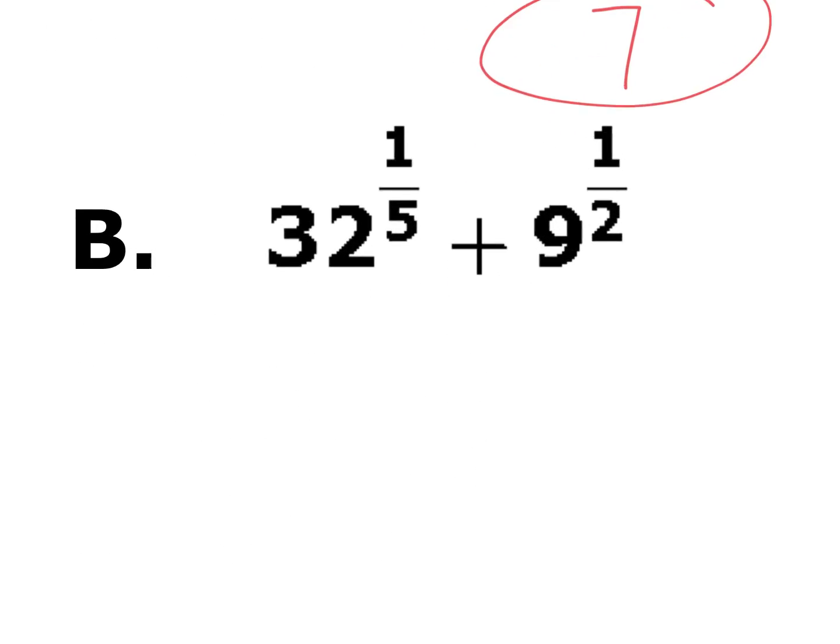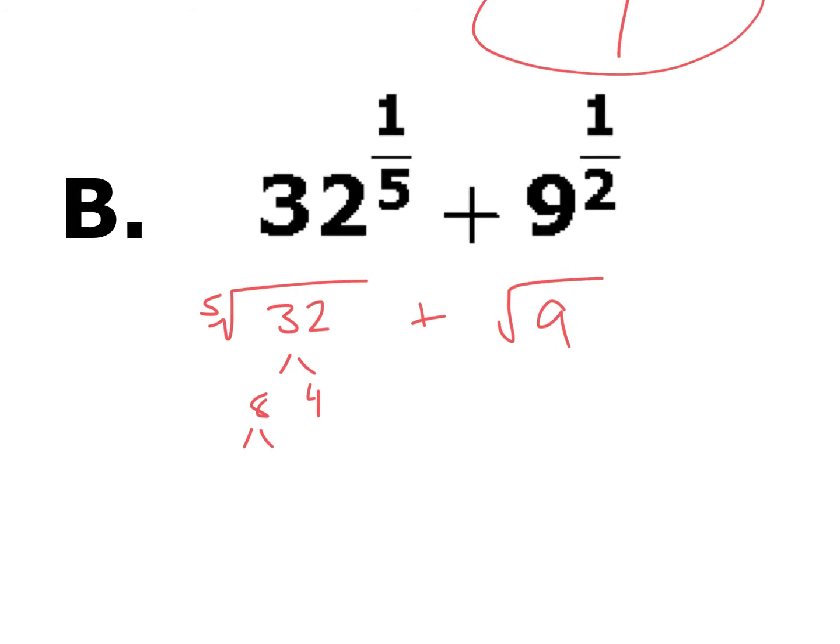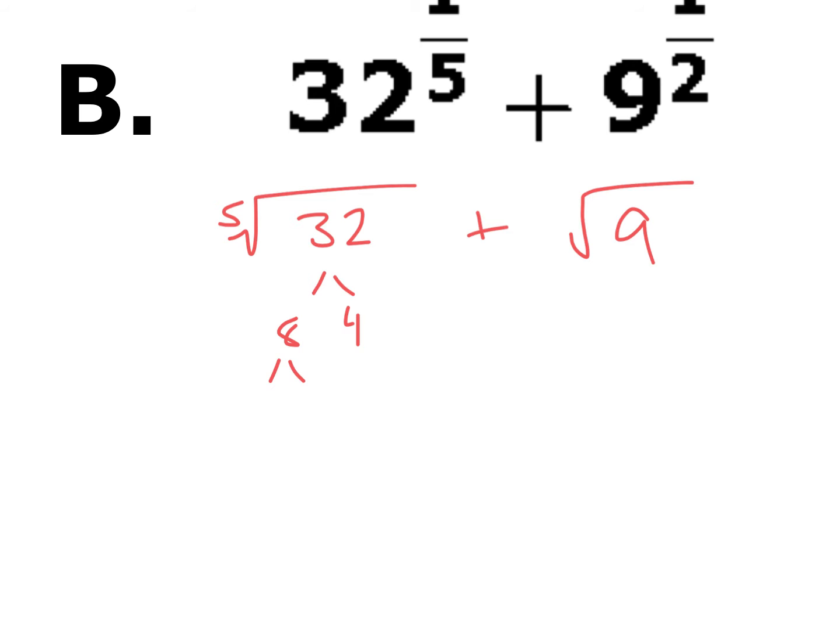All right, so let's look at the next one. 32 to the 1/5 power is like saying the 5th root of 32. And 9 to the 1/2 power is the square root of 9. So we just want to find what each of these are separately and then just add them together. So what are our factors of 32? 8 and 4, perfect. What are some factors of 8? 4 and 2. And factors of 4? 2 and 2. We said factors of 4 are 2 and 2. I'm just going to drop down all these 2's.